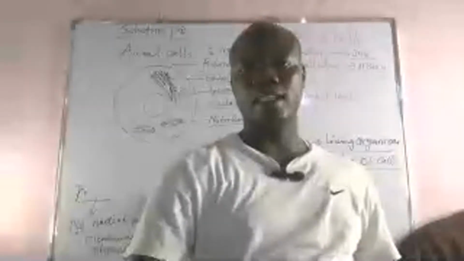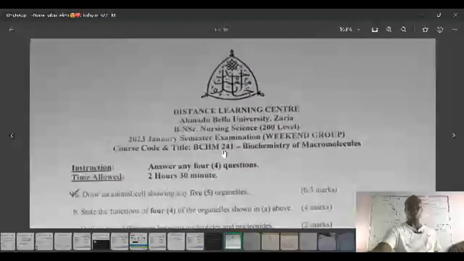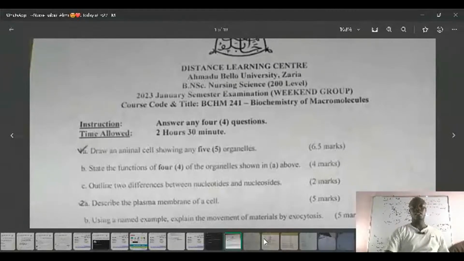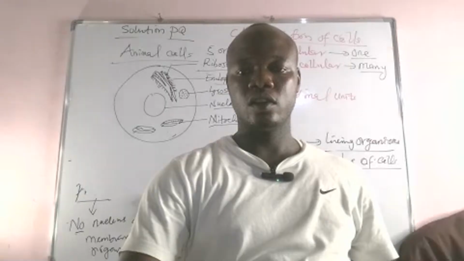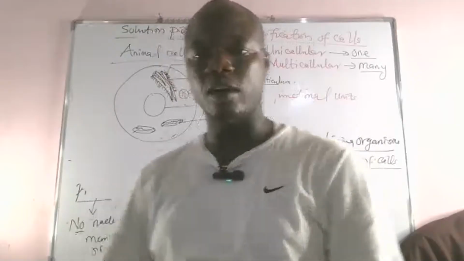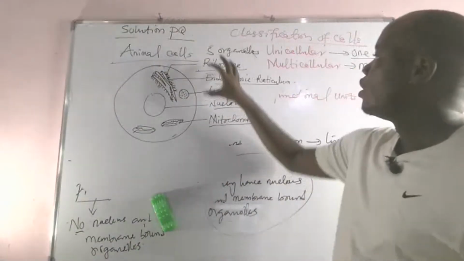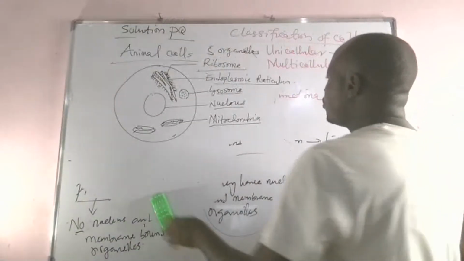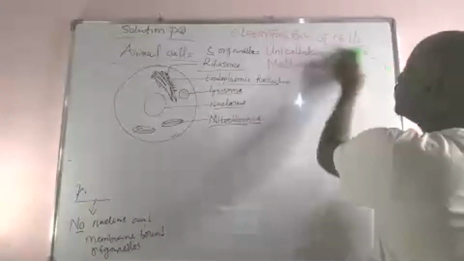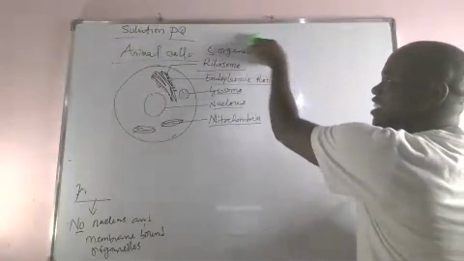So let's look at question 1B. State the functions of 4 of the organelles in A above. So now we mentioned 5, and we want to know the functions of 4 out of them. So you see, this is how to answer an exam.